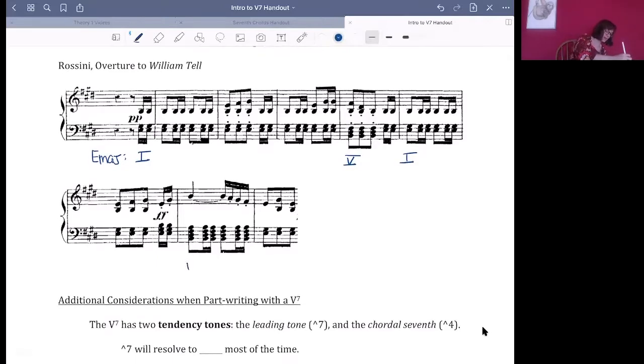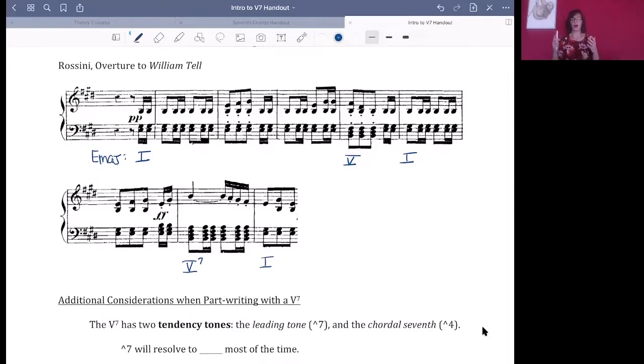and then this dominant here is a little bit more special, and you can actually see the way it's written out in this reduction. It gives you just a big fat fully stacked third 5, 7. And then back to 1.